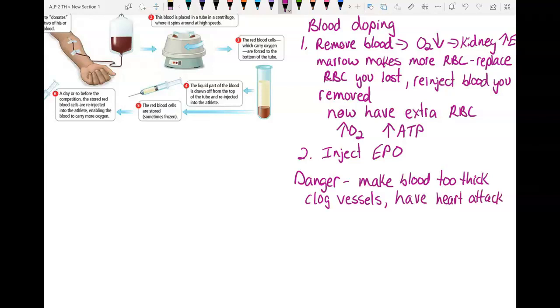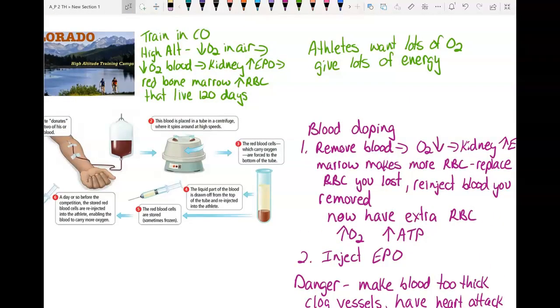If you go to Colorado, you're going to get some more red blood cells, but your body is, remember, maintaining balance. It's not going to make your blood too thick. If you are injecting yourself with things, you lose that homeostatic control, and you could accidentally make your blood too thick and kill yourself.